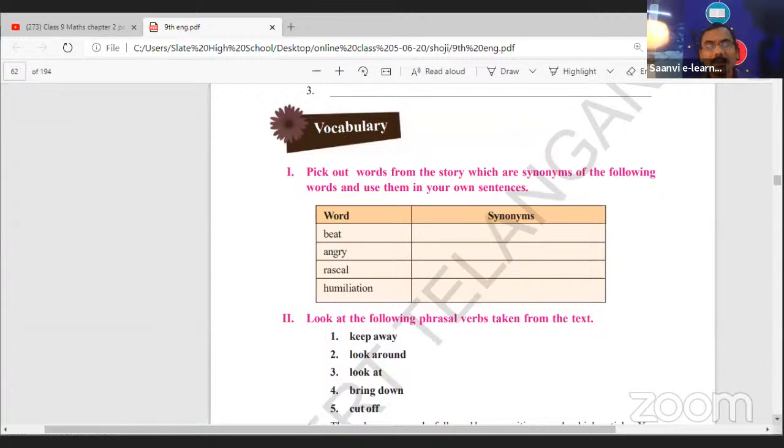Are you all ready? Then the first word is beat. For the synonym, in that place you write flog, F-L-O-G, flog. Next word is thrash, T-H-R-A-S-H, thrash.